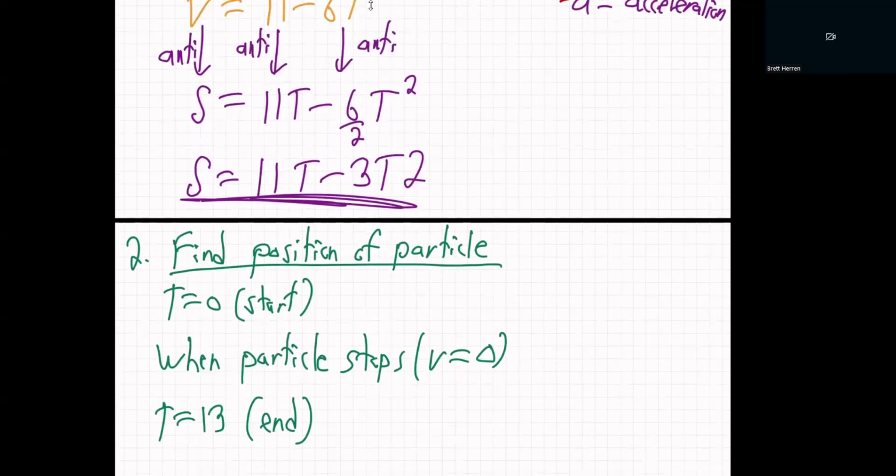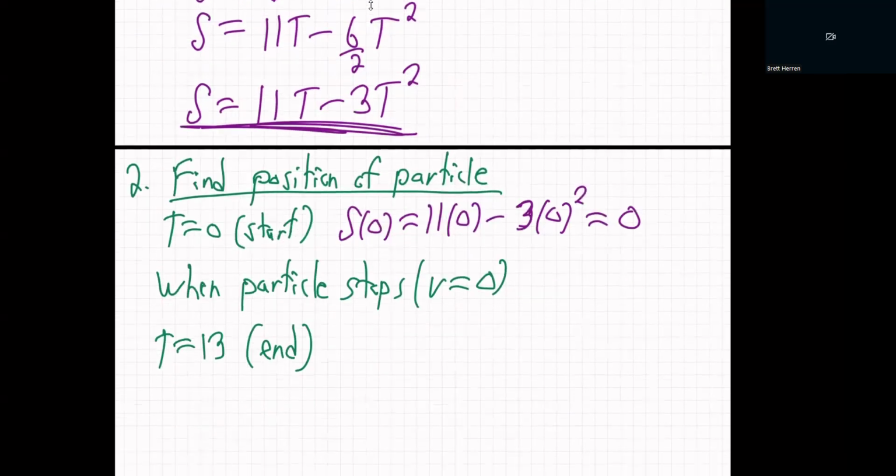So where is it at the start? You're going to take the S equation and plug in 0, the position at time 0. So 11 times 0 minus 3 times 0 squared. That's just 0. That's easy. Okay, and how about at 13? Actually, let's do the in-between first.